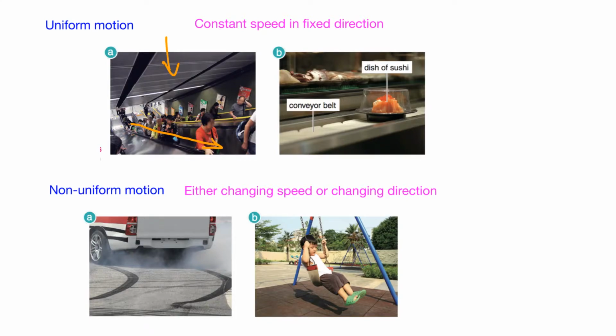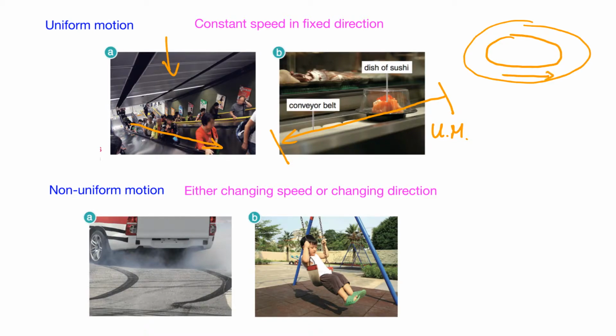It won't speed up or slow down. Otherwise, the people would just fall down. So this is an example of uniform motion. Also, in sushi shops, we find that the dishes of sushi move along the conveyor belt like this. This section from here to here we call uniform motion. But you should know that the conveyor belt is not necessarily in one direction.